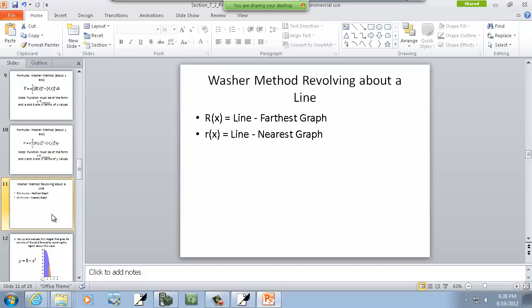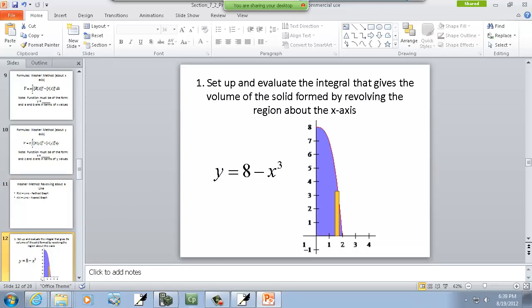Now, if you're using the washer method revolving about a line, then your r of x, capital R of x, is your line minus your graph furthest out. That's your outer. Your little r of x is the line minus the nearest graph. So let's take a look at these and solve some problems.